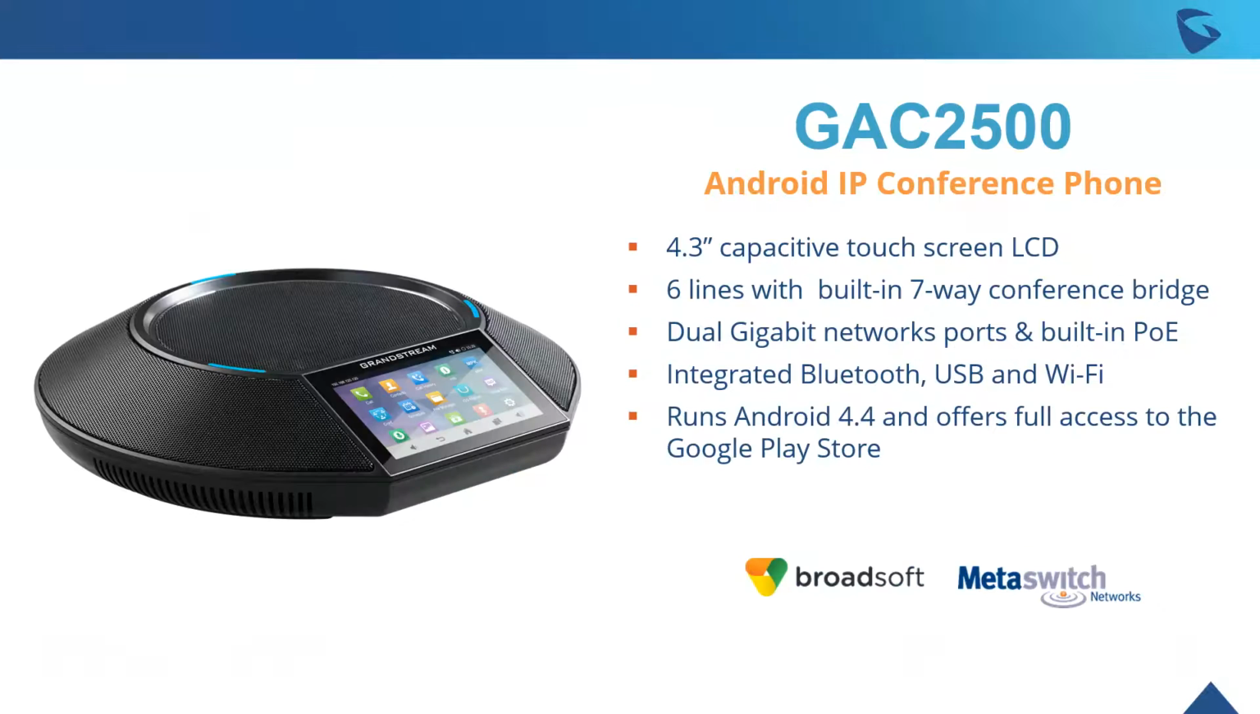So to kick it off with our conferencing, of course we have our GAC 2500. It's our Android IP conference phone. It comes equipped with a 4.3-inch capacitive touch screen, full LCD, 6 lines and a built-in 7-way conference bridge, dual gigabit network ports, integrated Bluetooth, USB, and Wi-Fi. It runs Android 4.4 and offers full access to the Google Play Store.